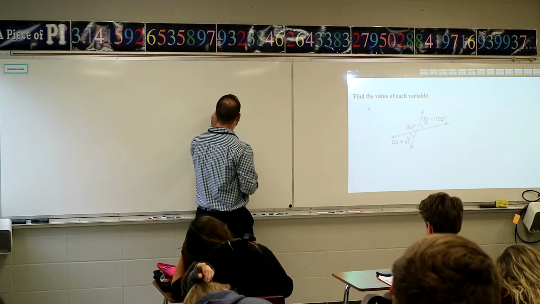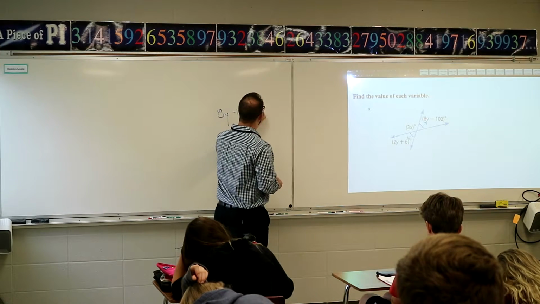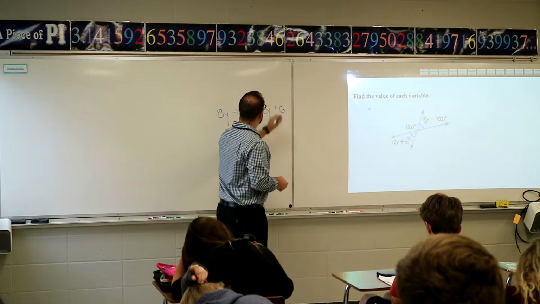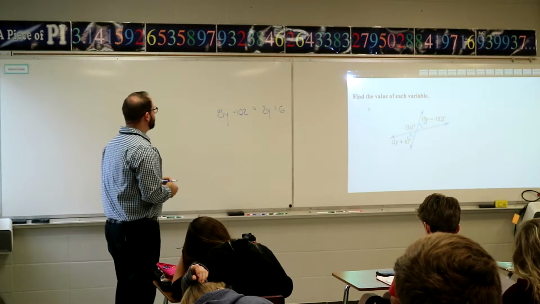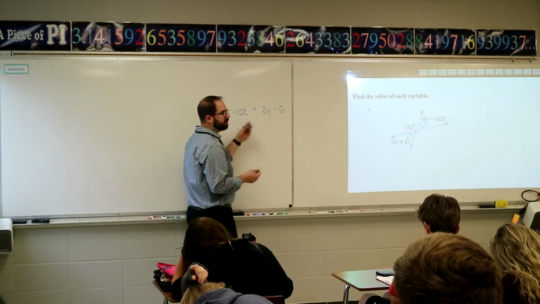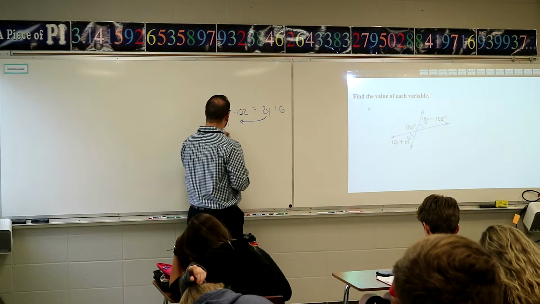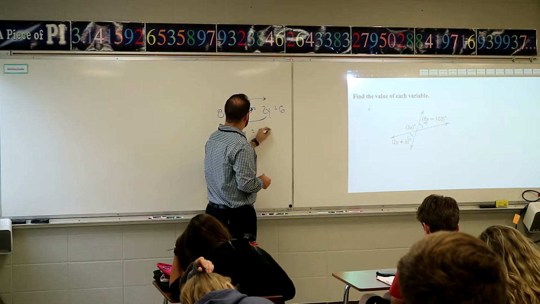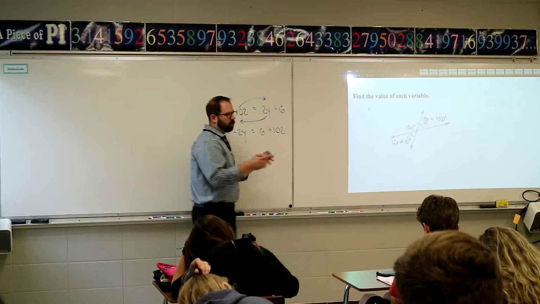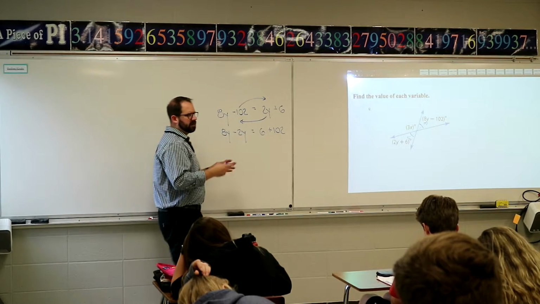Verticals are equal. I would set 8y minus 102 equal to 2y plus 6. Vertical angles are equal to each other, so I can set them equal. To solve this is just algebra 1 now. Subtract the 2y across. I'm going to add the 102 over. Or you add 102 to both sides. I don't know how you want to think of it. I will subtract 2y from both sides.